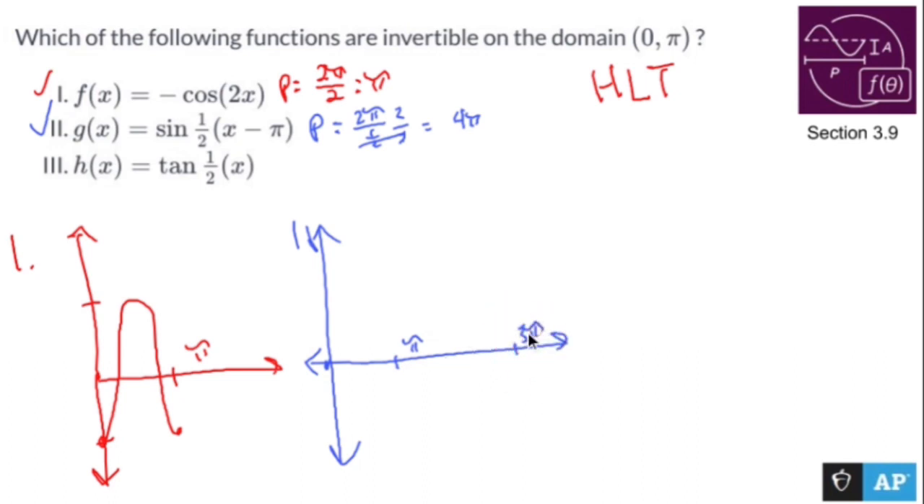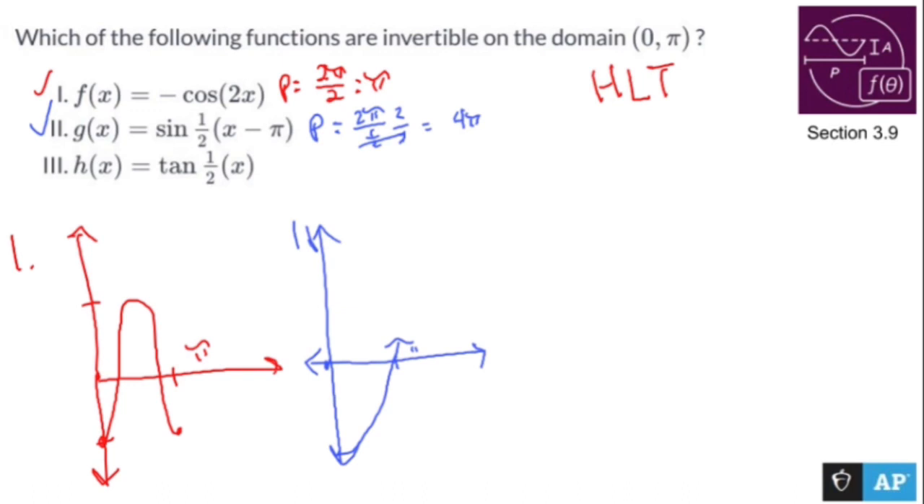Here's 3 pi. If it repeats every 4 pi, then it goes up and comes down at 3 pi. That's a bit too much already because I only care about going to pi. What matters here is this is going to dip under and freeze. The important thing for this one is just that much. So when I do the horizontal line test on that one, I'm only going to do that much.